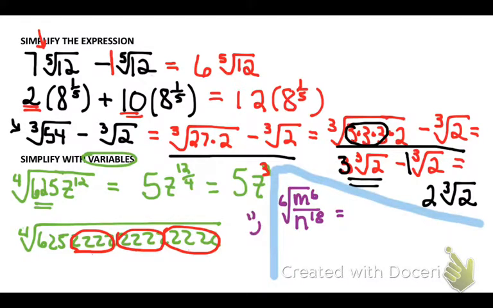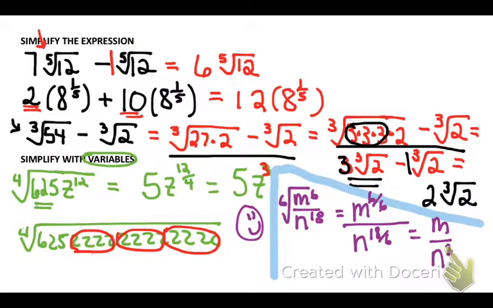All right, the last one that we're going to look at. We know that we can write the m as 6 over 6 and the n 18 over 6. That would simplify to m and then n cubed in the denominator.